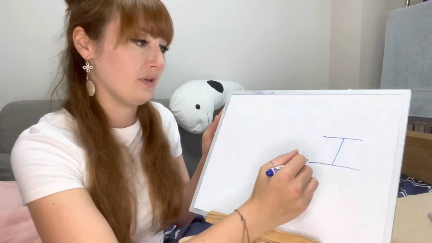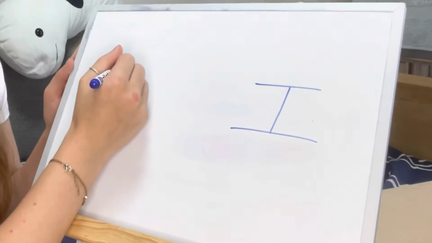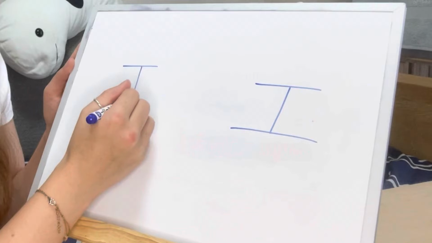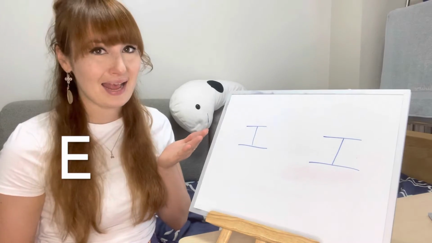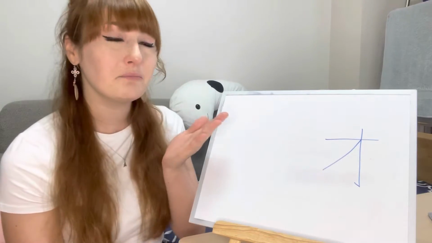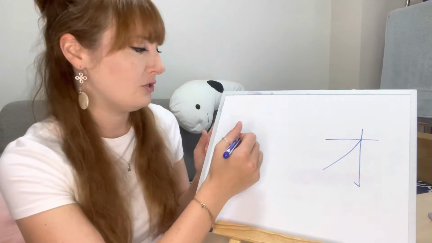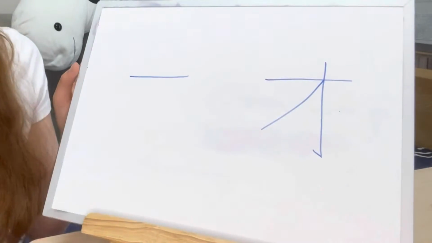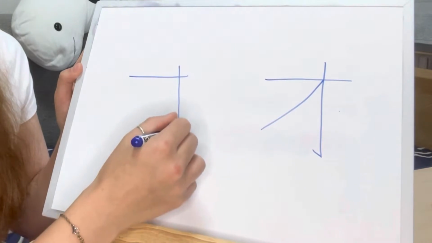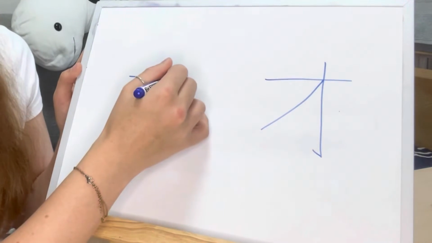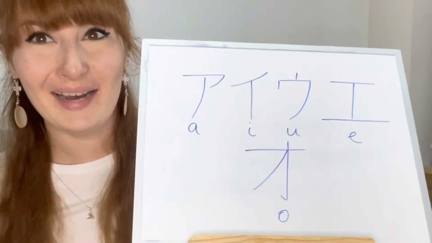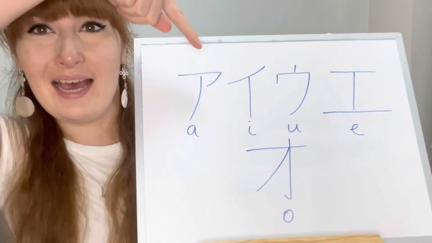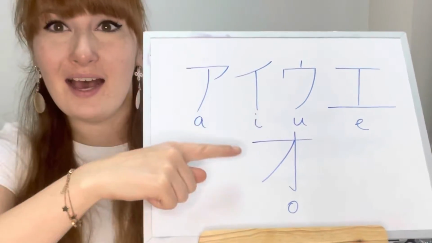E. So you do this. It's like a sideways H. Top line, go down, slightly longer bottom line. And the final one for this section, O. You start with the line going horizontally, then you go down and give it a little flick, and then this one comes stringing out at the side. O. Okay, so let's recap these. Now onto the K section.